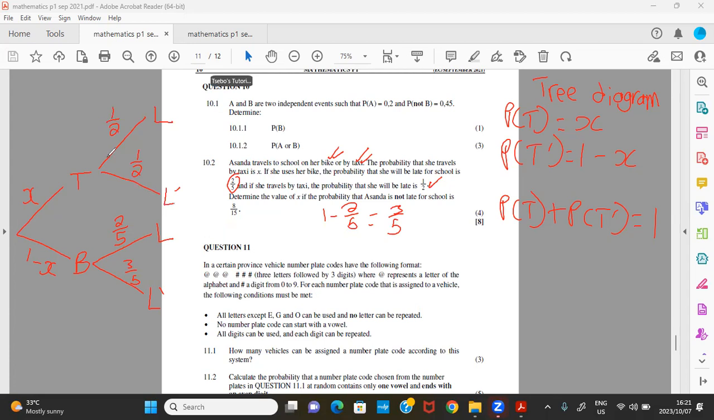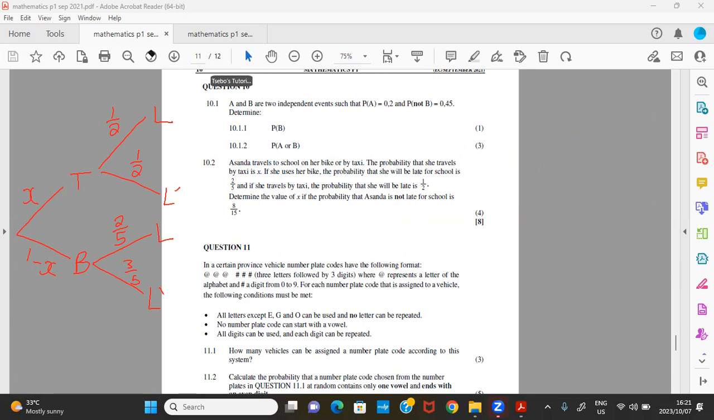Right? So we can kind of get everything that we want now. So I'm just going to do something, even though it's not necessary in terms of this question, but it might be applicable to a different question that you might face. So let me just do it. If now they want the probability of Asanda being late using a taxi. Right? If we have to basically combine everything, we will just have here a T and L.